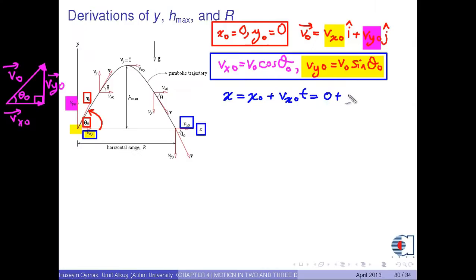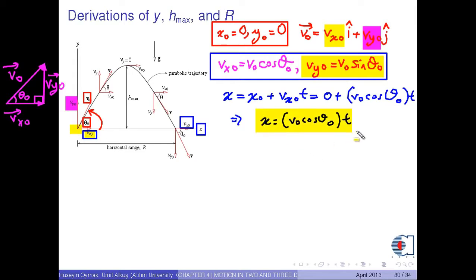The second equation gives the x-coordinate of the projectile. That is, x equals x0 plus vx0 t equals 0 plus v0 cosine theta 0 t. Then we say that x equals v0 times cosine theta 0 t. There is nothing special about this result. Since v0 and theta 0 are constants, this equation tells us that the projectile's x-coordinate increases linearly with time t.